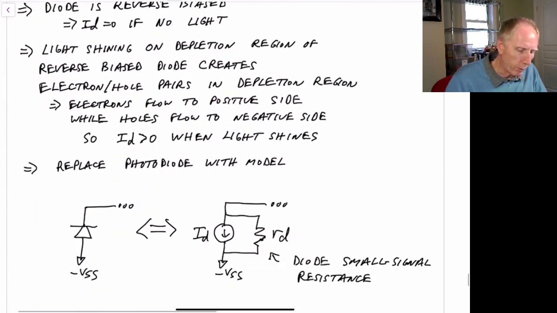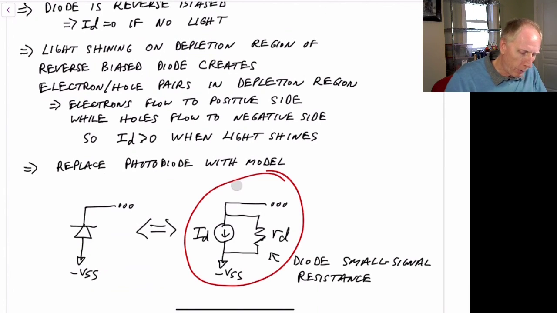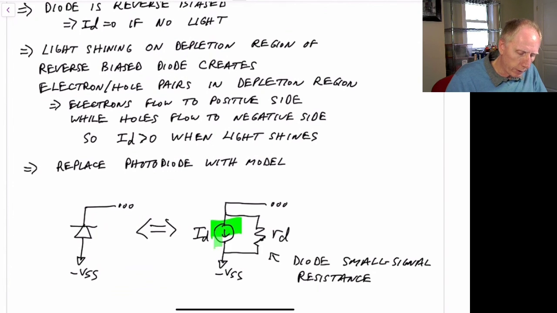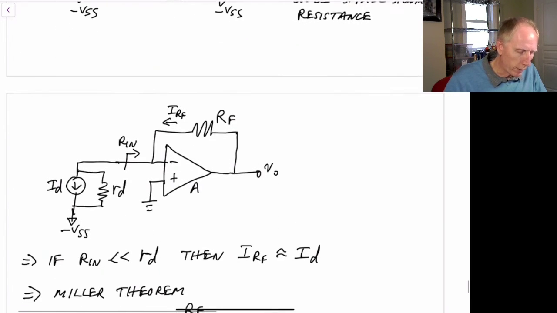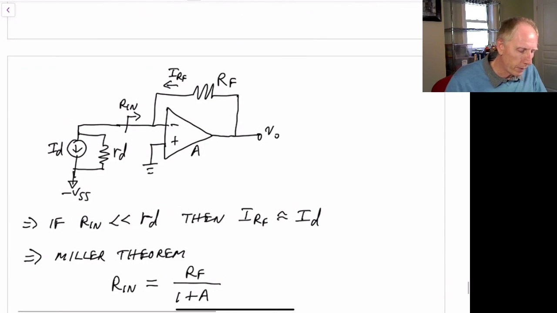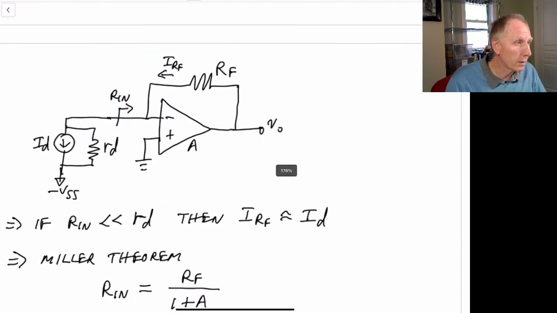So let's replace our photodiode with a model. A typical reverse bias diode model for a photodiode would look something like this on the right. We have a current source, which is dependent upon the light that gets shone on it. So the higher the intensity of the light, the more current will flow. But it also has a small signal resistance across it, the diode small signal resistance. And this is going down to minus VSS over here. So we put this into our circuit and we get an equivalent circuit that looks something like this.